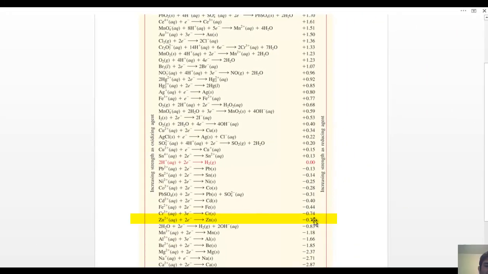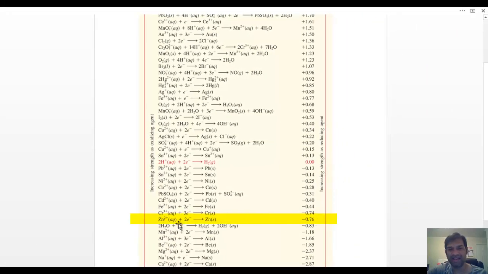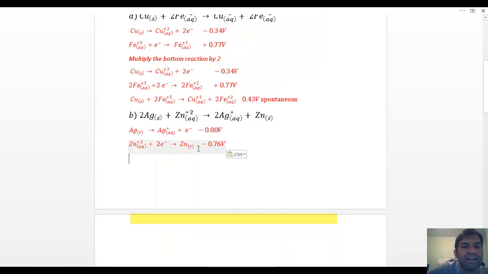We're going to keep that the same, no flipping, because this is exactly what is happening in our problem, zinc plus 2 going to zinc solid. So minus 0.76 volts for the reduction half side of the reaction, negative 0.80 volts for the oxidation side of the reaction. Let's cancel out the electrons.